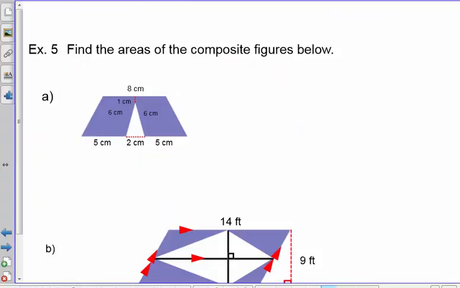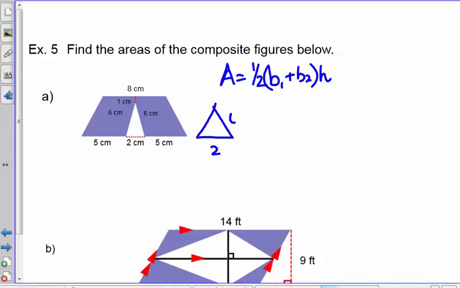Here's what I'm doing. Let's figure out the area of the trapezoid, which equals 1/2 b1 plus b2, all times h. Well, the first thing I'm going to do is look at this little triangle that's taken out of it. And I know that this is 2 and this is 6. I can drop a perpendicular. So this is 1. And I'm going to use the Pythagorean theorem to figure out this measure.